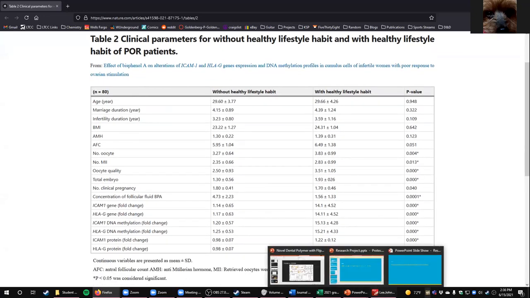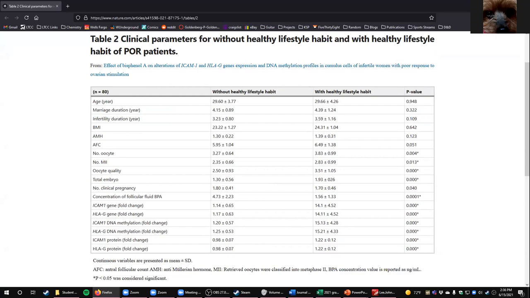This is just more raw data, but it kind of breaks down more of what we saw and gives you a good average of everything. I find the oocyte quality interesting. Women without a healthy lifestyle scored about 2.5 versus 3.5 with healthy lifestyles, an entire point higher. Of course, an embryologist is grading these, so it's kind of relative, but not really. And then we saw the clinical pregnancies actually weren't that different when they averaged out, but I think the healthy lifestyle group did have an easier time getting pregnant.